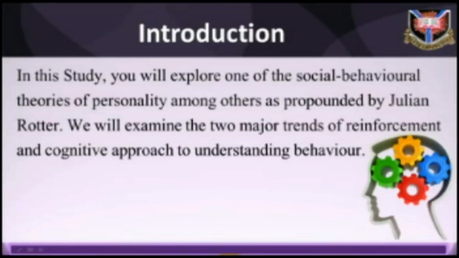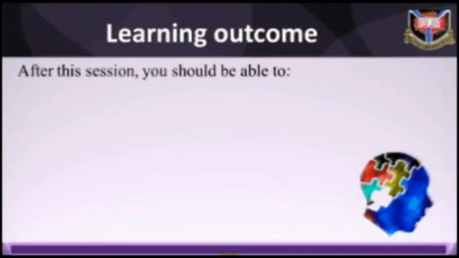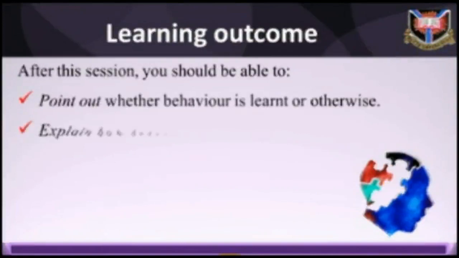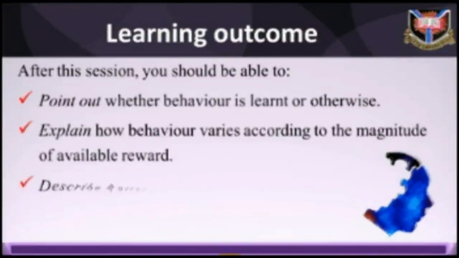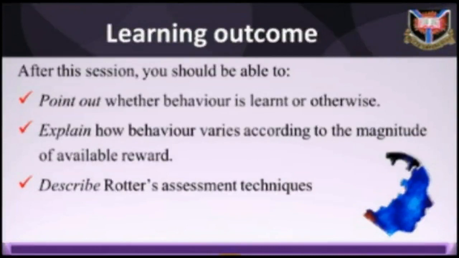He holds that much of our behavior is learned, and that behavior is acquired through our experiences with other people. When you have studied this session, you should be able to: 1. Point out whether behavior is learned or otherwise. 2. Explain how behavior varies according to the magnitude of available reward, otherwise called expectancy ratio. And 3. Describe Rotter's assessment techniques.